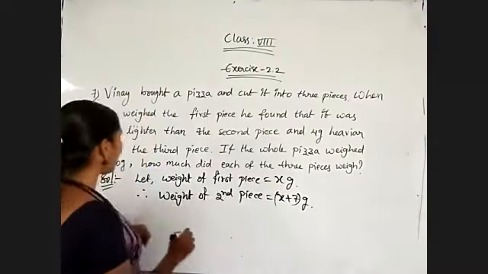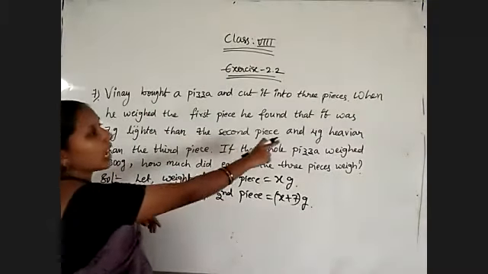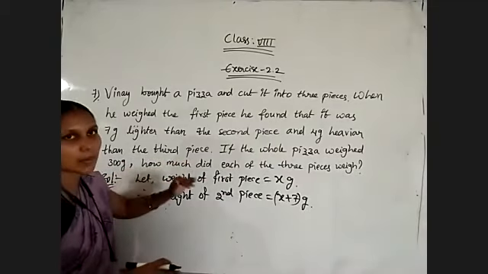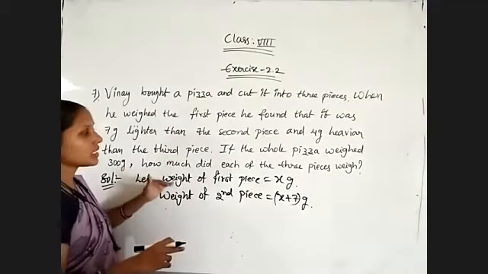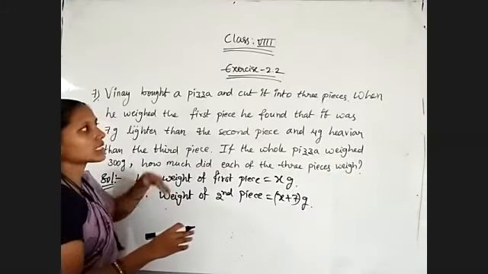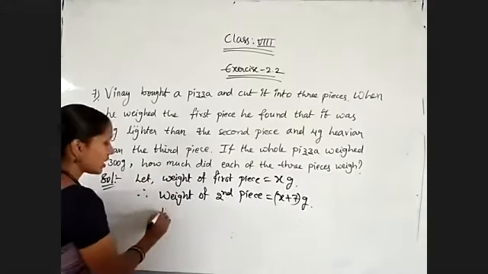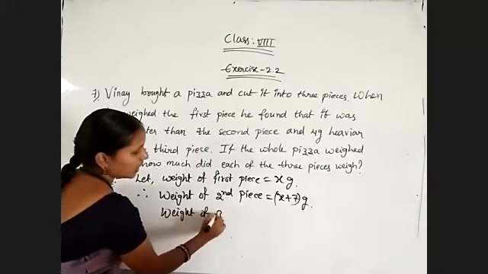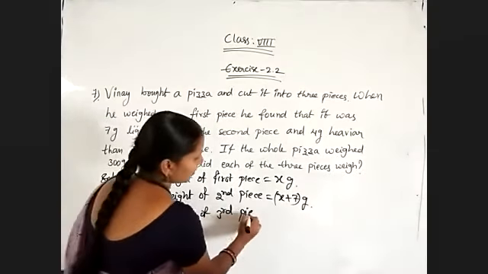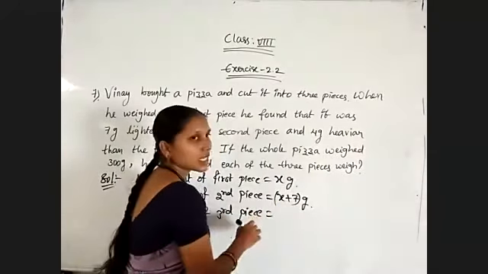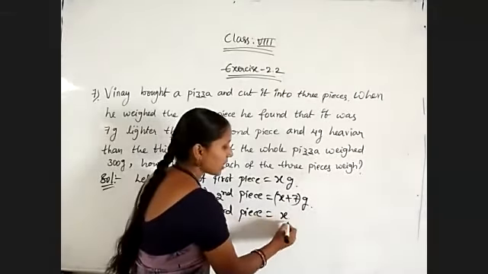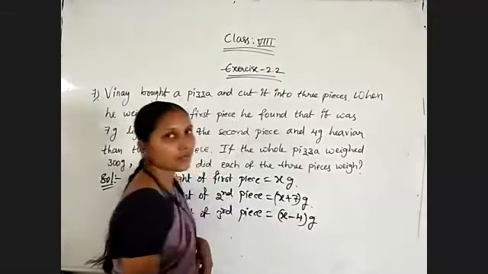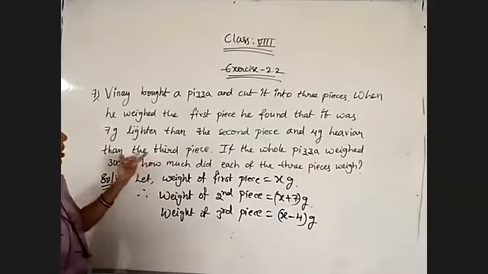Coming to the third condition, what is given? The first piece is 4 grams heavier than the third piece. Means the third piece is lesser than the first piece. The first piece is more by 4 grams, that's why the third piece is lesser by 4 grams. That is x minus 4 grams. That's all. Now what is given?